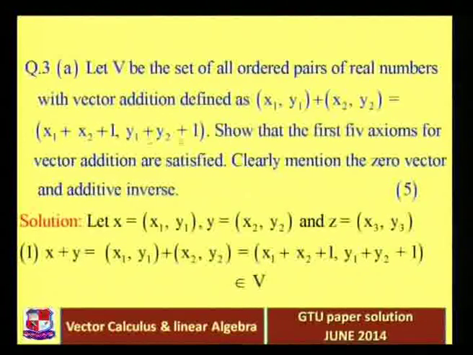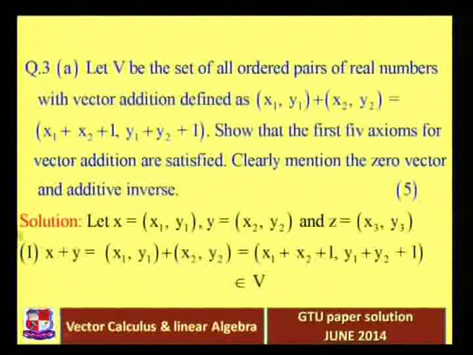Question 3a. Let V be the set of all ordered pairs of real numbers with the vector addition defined as (x1, y1) plus (x2, y2) is equal to (x1 plus x2 plus 1, y1 plus y2 plus 1). Here only addition is defined. In this example you can see there is no scalar multiplication defined.